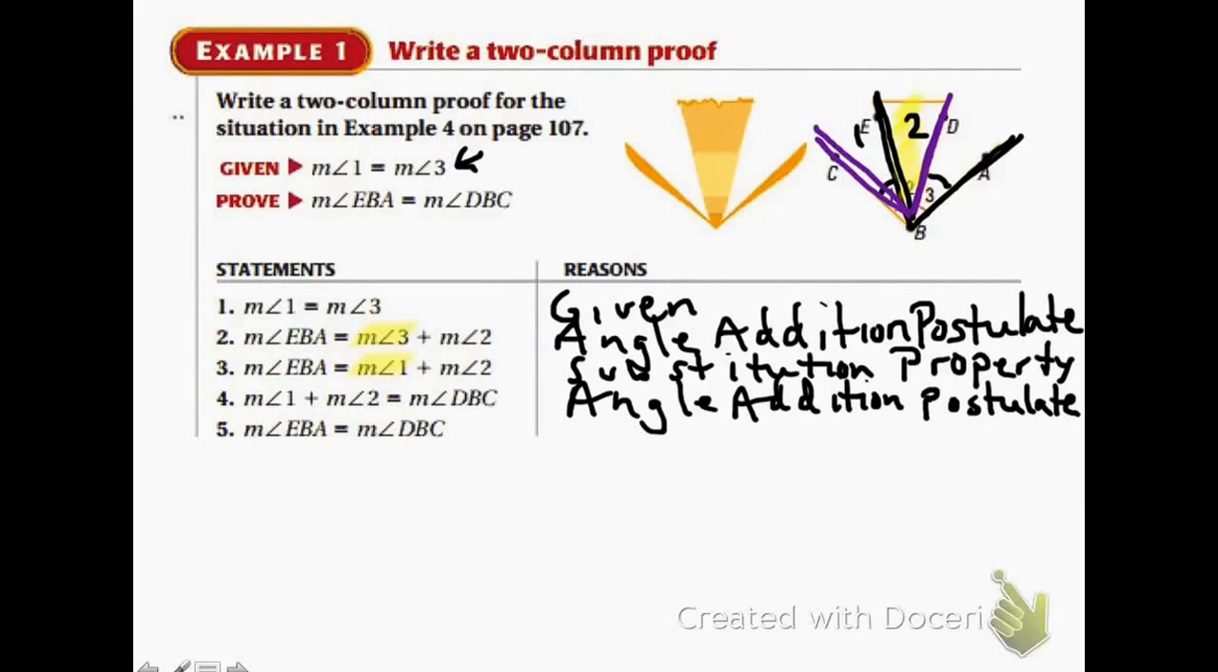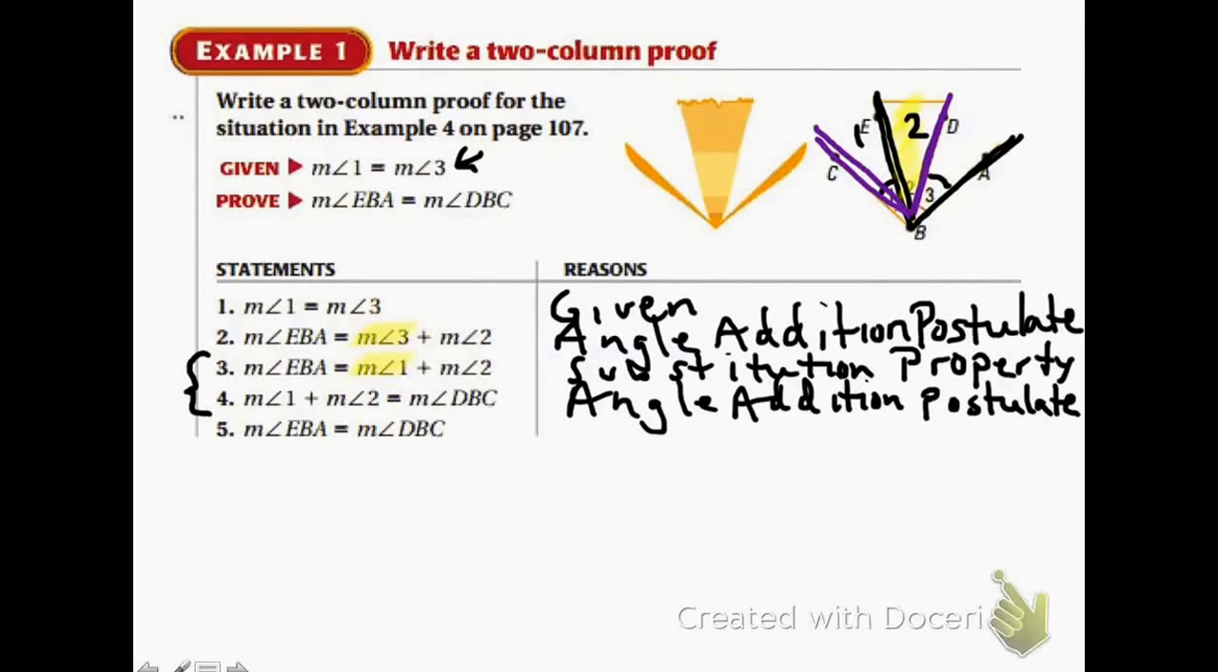So now somehow they jump to the measure of angle EBA equals the measure of angle DBC. How do they make that jump? Well, that involves looking at these two statements here. If you notice, both of those statements have the measure of angle 1 plus the measure of angle 2 in them.